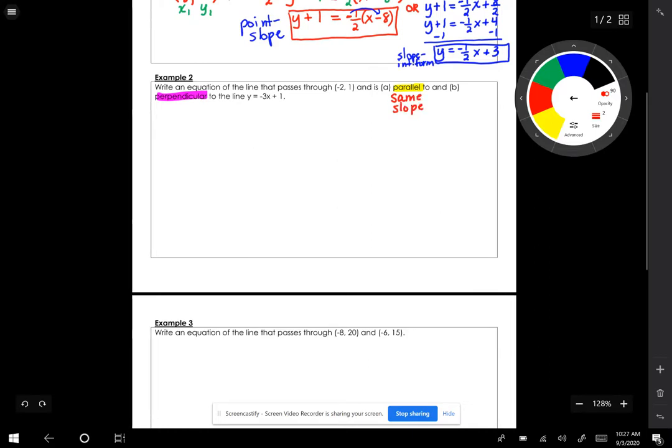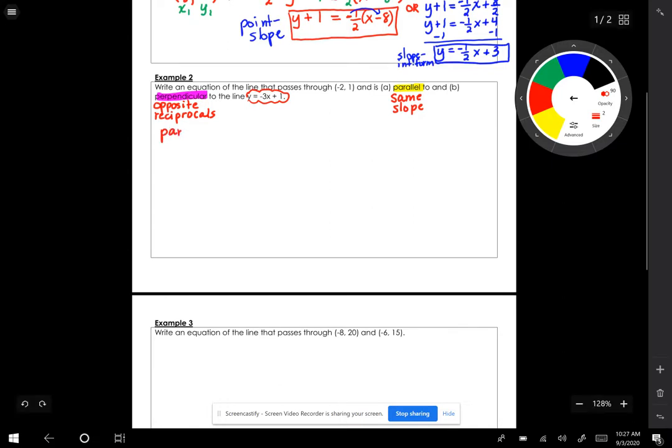Perpendicular means opposite reciprocal slopes. And we learned that in a previous section. Opposite in sign, flipping the fraction. And here's the given line: y equals negative 3x plus 1. So let's do parallel first.